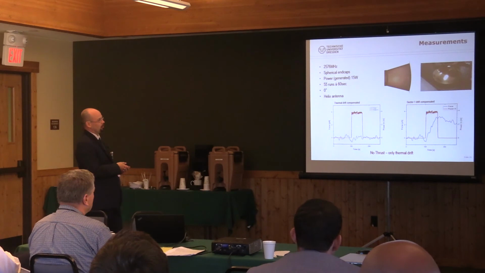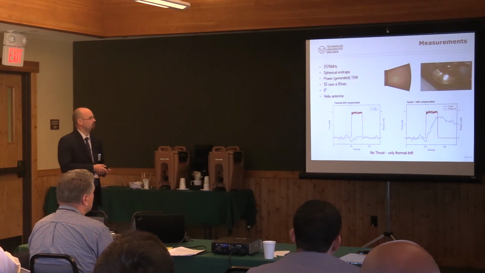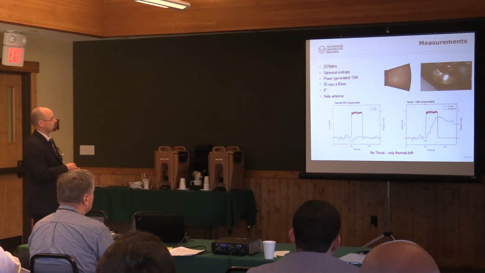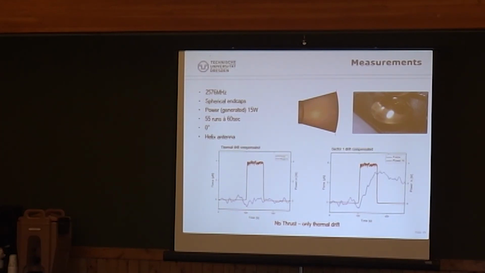The next configuration, following the hint of Roger Scheuer, was a higher frequency above the 2.3 gigahertz cutoff frequency, using spherical end caps this time, spherical for the small end cap and spherical for the large end cap. We did, I think in this case, 140 runs, which is a mistake for me. Also 60 seconds each one, 0 degree direction, and as I already mentioned, I used a helix antenna. I know helix antennas are not very useful for exciting certain modes, but well, they did their job well.